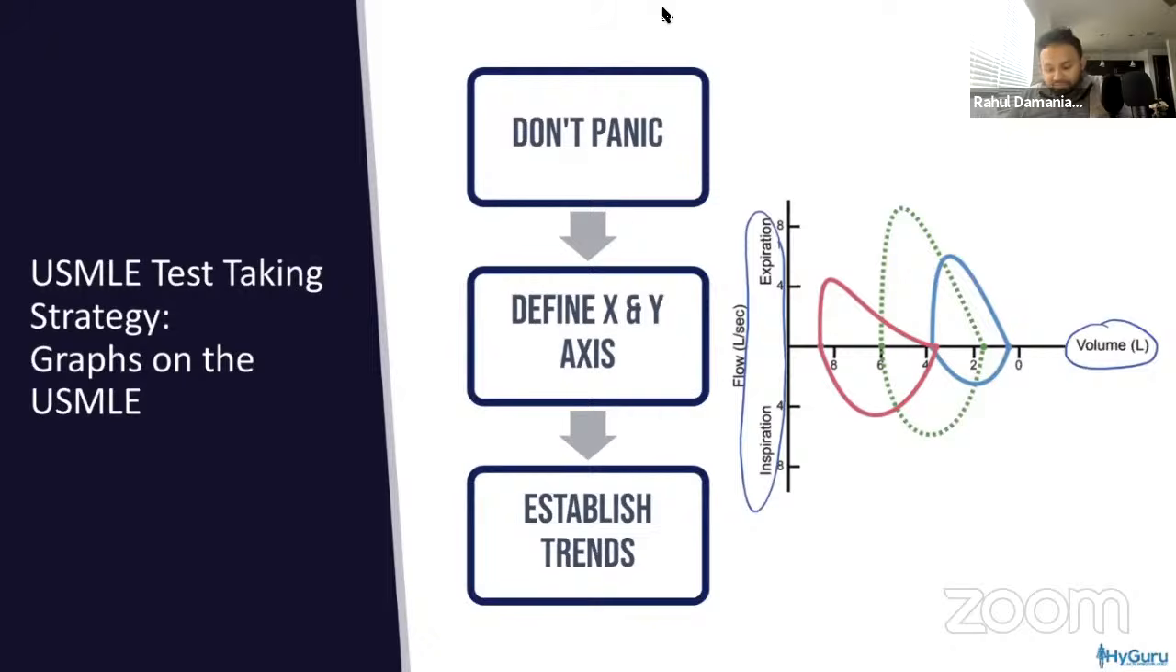You notice here that the trend is that you are breathing at higher lung volumes in the red, so that is going to be obstructive lung disease. And when your flow volume loop is shifted to the right, i.e., you are breathing at lower lung volumes, you are going to have a more restrictive lung disease.